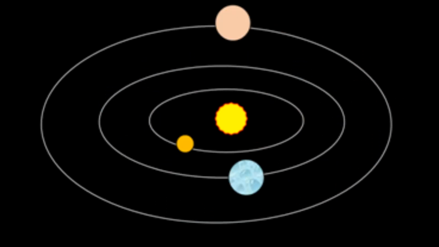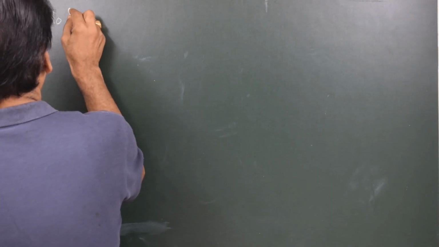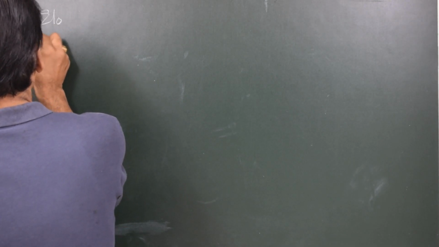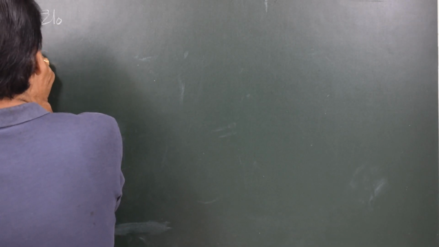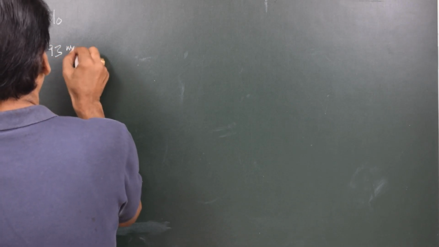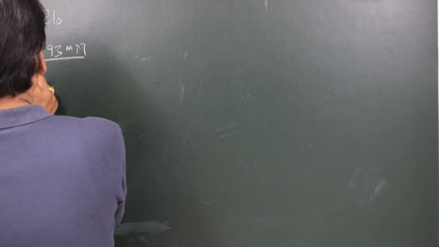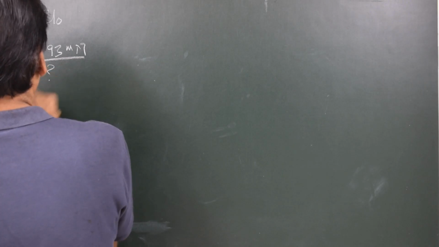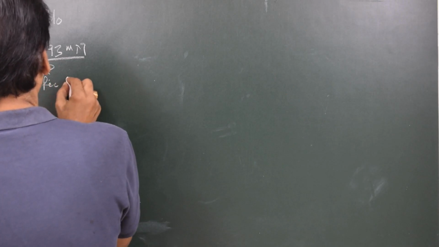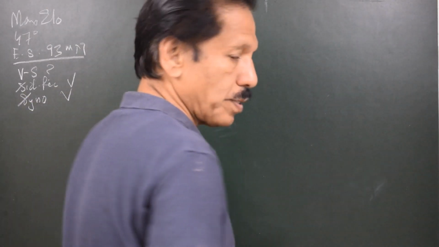Now the numerical is like this: the maximum elongation of Venus, an inferior planet, is 47 degrees, and the Earth-Sun distance can be taken as 93 million miles. You are required to find out the distance between Venus and Sun. What is the distance between Venus and Sun? What is the sidereal period of revolution of Venus, and what is the synodic period of Venus?